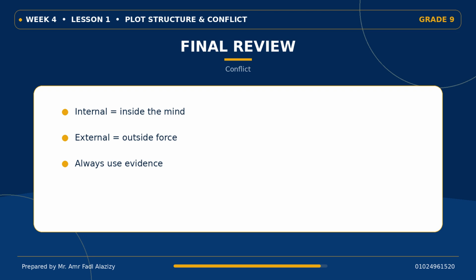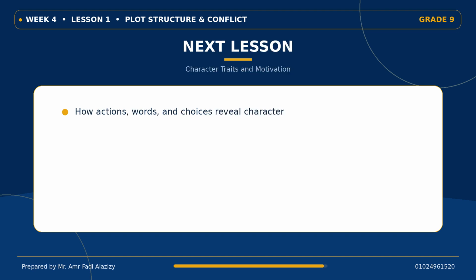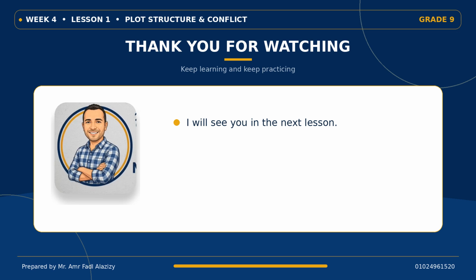Internal conflict happens inside a character's mind. External conflict happens between the character and an outside force. Always support your answers with evidence from the story. In the next lesson, we will learn how to analyze character traits and motivation.